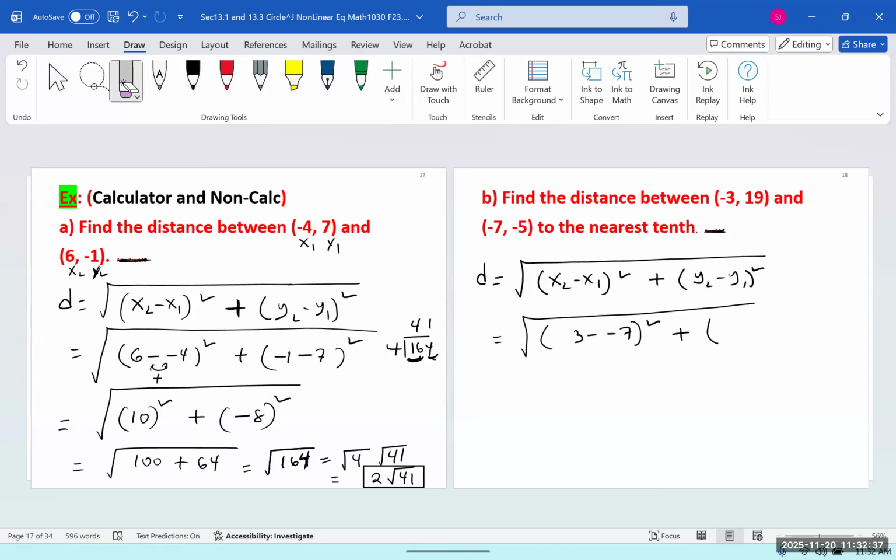Exactly, but you told me this way, so I was like, okay, let me go with that. Negative 7 minus minus 3 squared. And then? Negative 5 minus 19 squared. So we get plus here. So negative 7 plus 3. So we get negative 4 squared plus negative 24 squared.